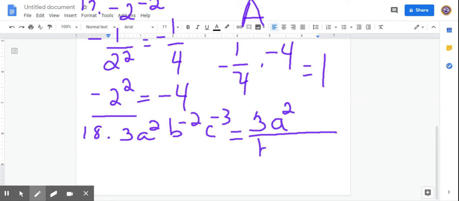So that means the b squared is now in the denominator. The same thing with c to the negative 3. It becomes 1 over c cubed. So that means the c is now in the denominator. So your answer would be 3a squared over b squared c cubed.